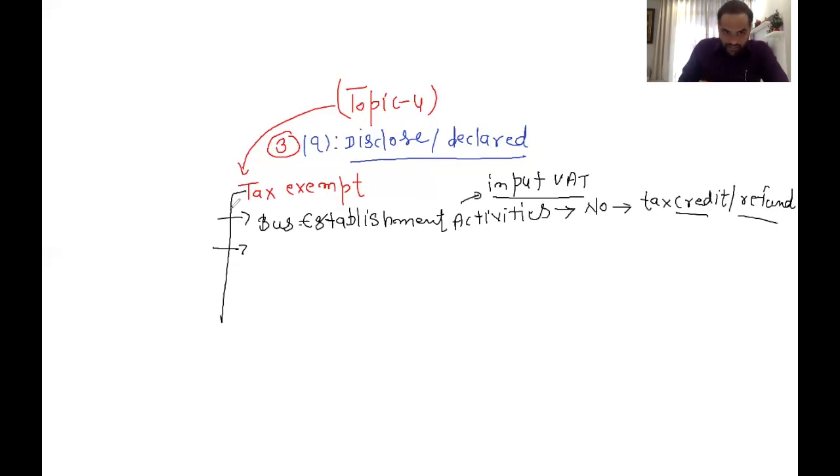First thing is you're not going to get any kinds of tax exemptions for that. Now I'm going to tell you which kinds of goods and services will help you to get tax credits and refunds: goods and services exempt from paying VAT. All right.